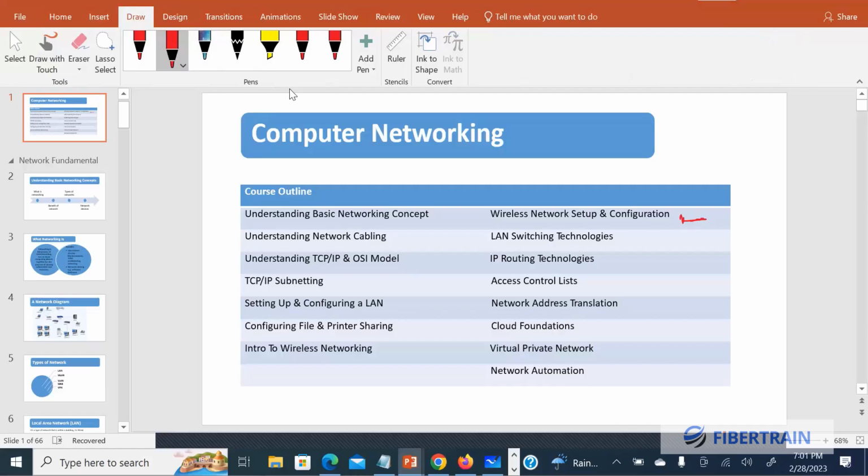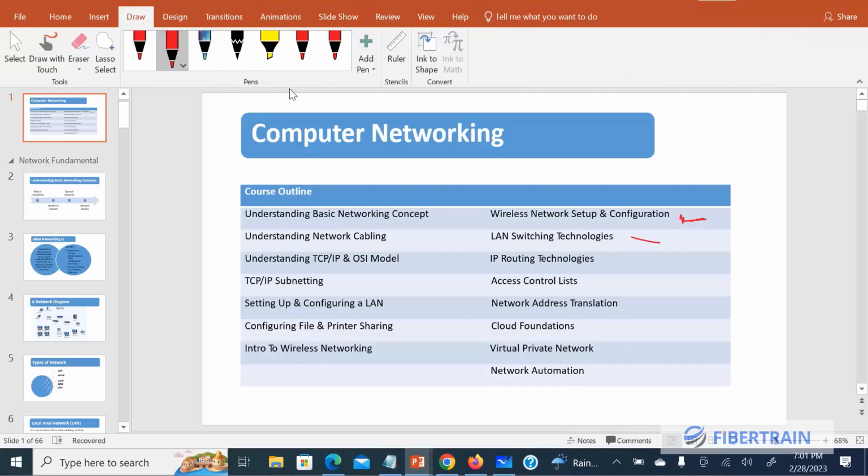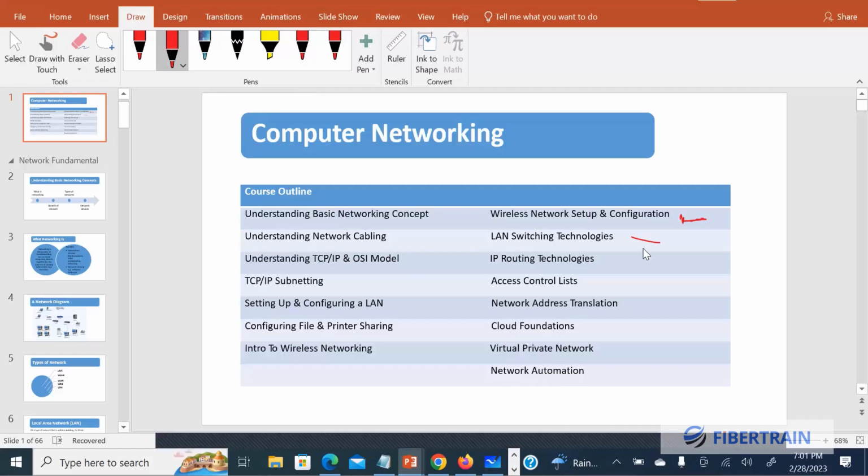And then we'll look at LAN switching technologies. A host of things will be done here. If you're looking at building an enterprise network, like the ones you see in banks or any corporate environment, you need to understand what LAN switching is all about. And we need to know what is a switch and see how to set up a switch in an enterprise environment. IP routing technologies. Here we are going to talk about interconnectivities.